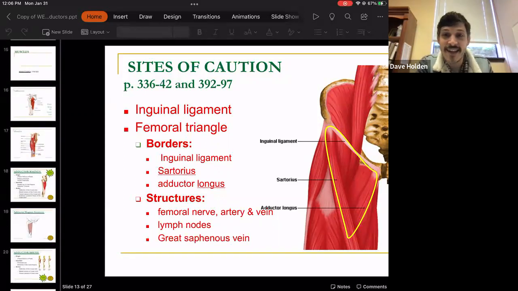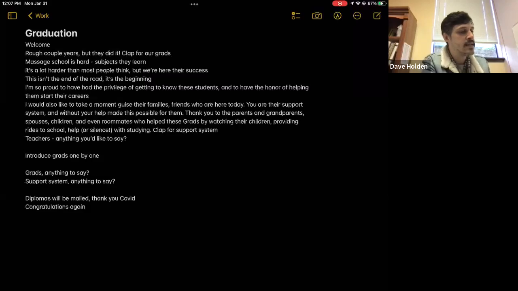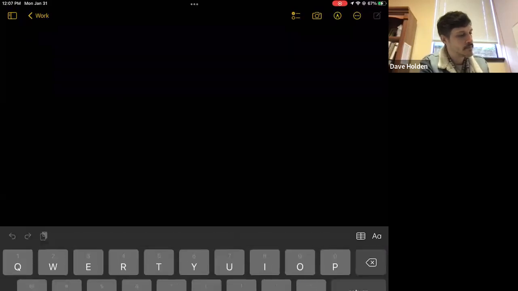Cool, good stuff, feeling good. Moving on. Major muscles this week are the adductors. And the way we are going to remember the names of our adductor muscles is through this very lovely mnemonic: please bring me lunch, girl.